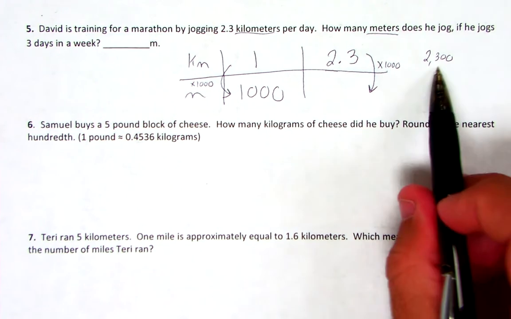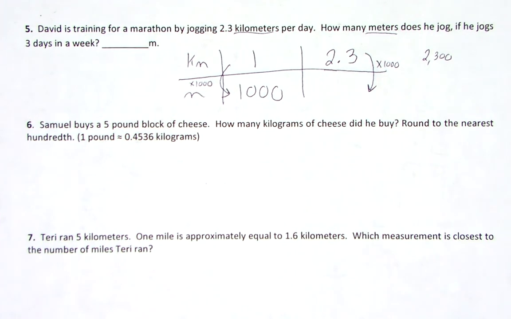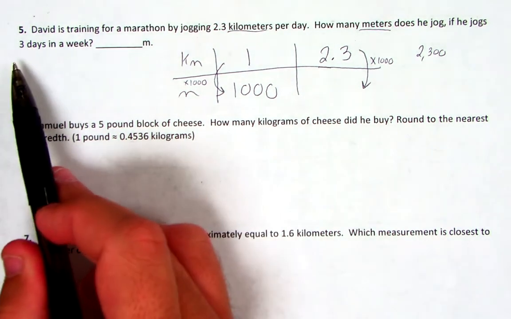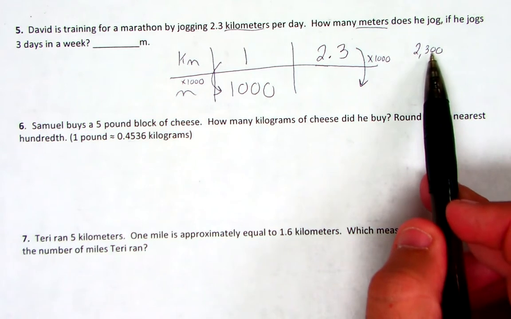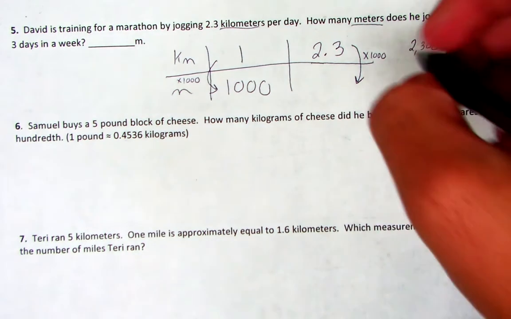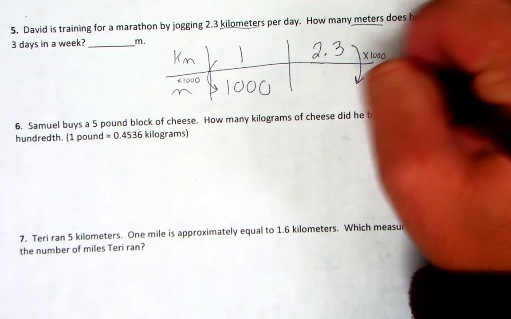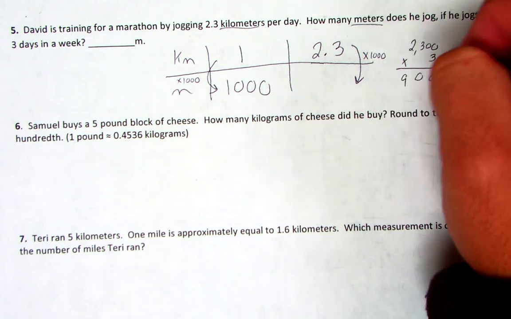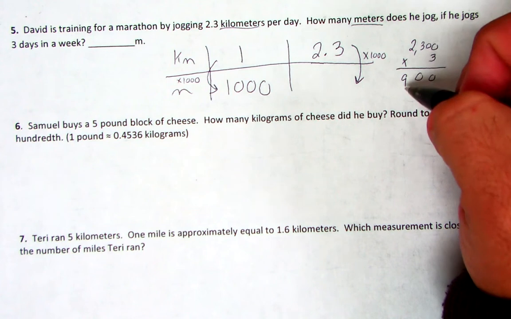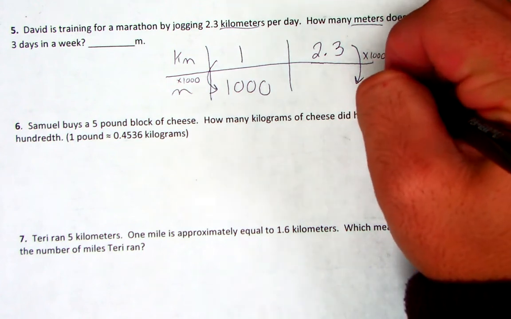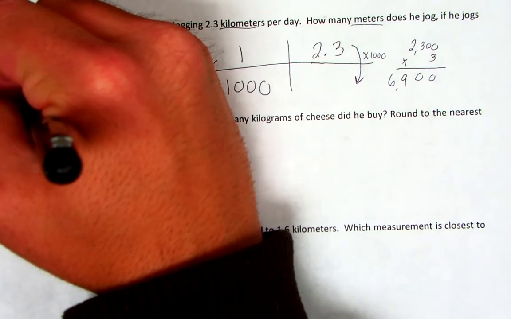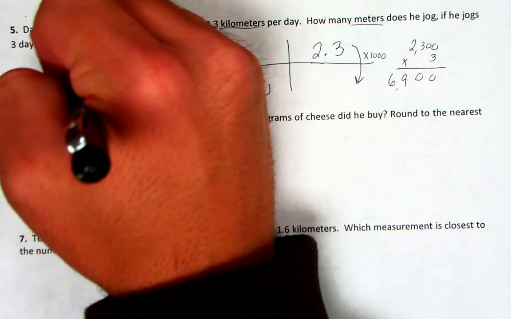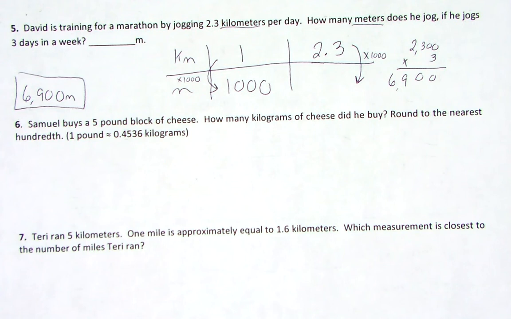If you tell me that's your final answer, you are wrong. The reason I say that is because he jogs 3 days a week. So you take your 2,300 that he jogs in one day, and you multiply it by 3. 3 times 0, 3 times 0, 3 times 9. I'm sorry, 3 times 3 is 9, and 3 times 2 is 6. So he jogs 6,900 meters in 3 days out of the week. There's your answer.